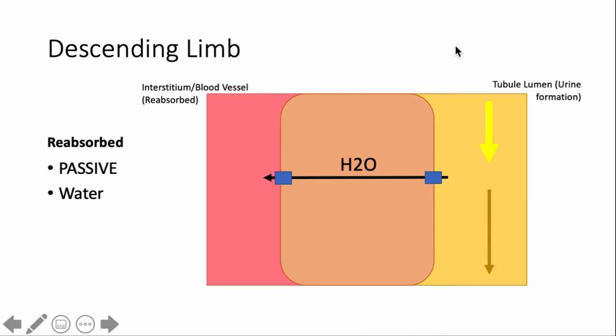Now, the descending limb is the second portion, and it's going to be your favorite because the only thing that's absorbed here is water, and it's passive through their own little channels. So we just removed a bunch of solutes from the urine above in our proximal tubule, right? Now we want to concentrate that urine by pulling out as much water as possible so that we don't lose it. So we're going from our light urine to our dark concentrated urine.